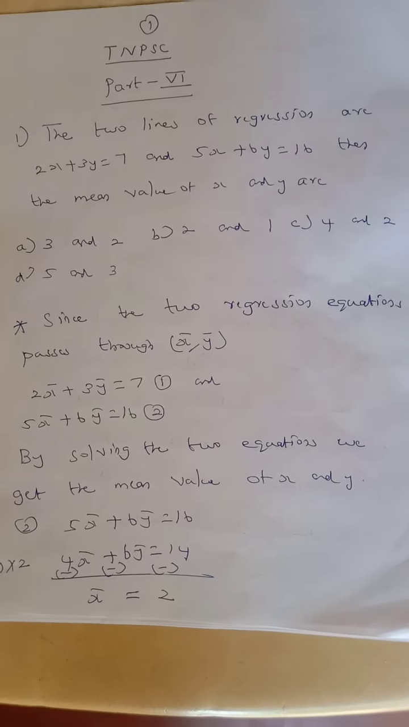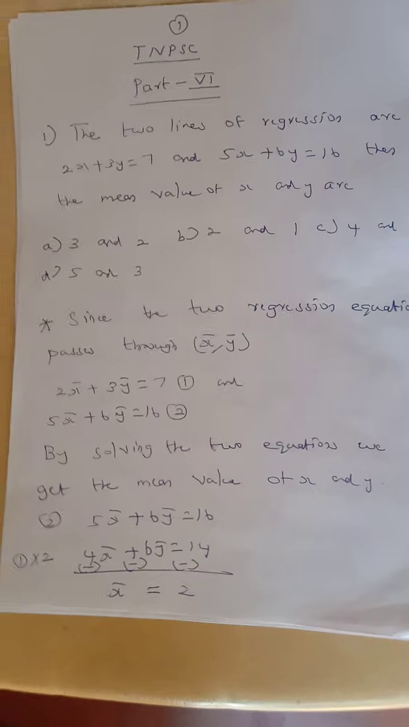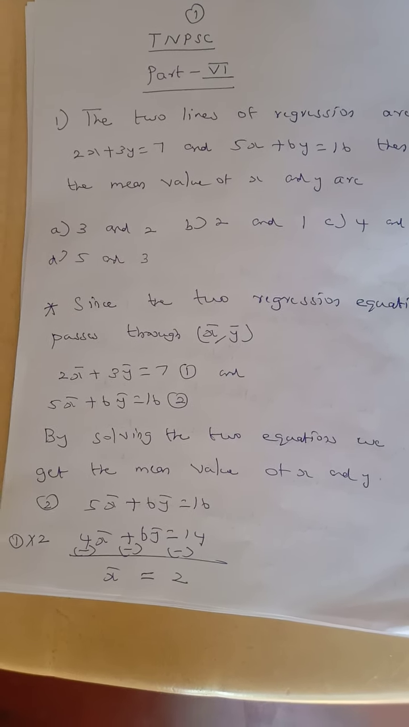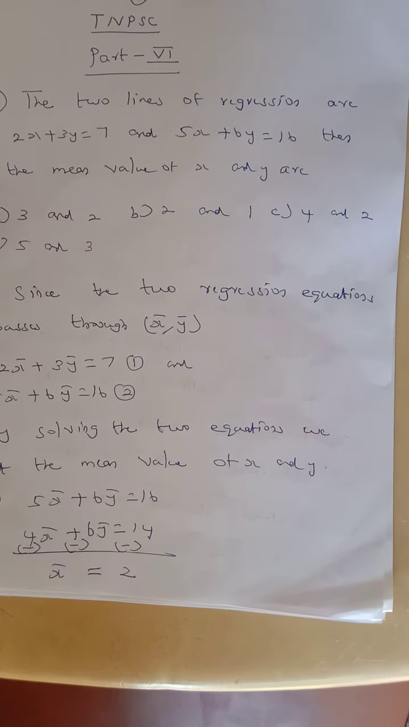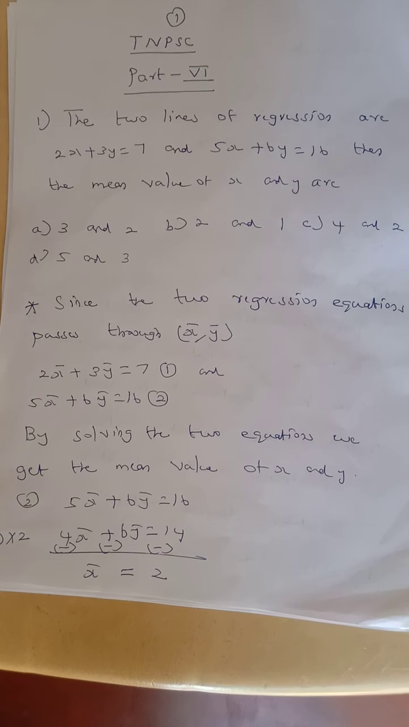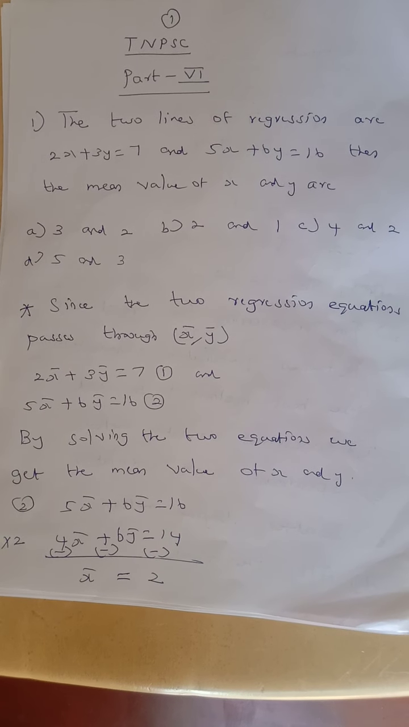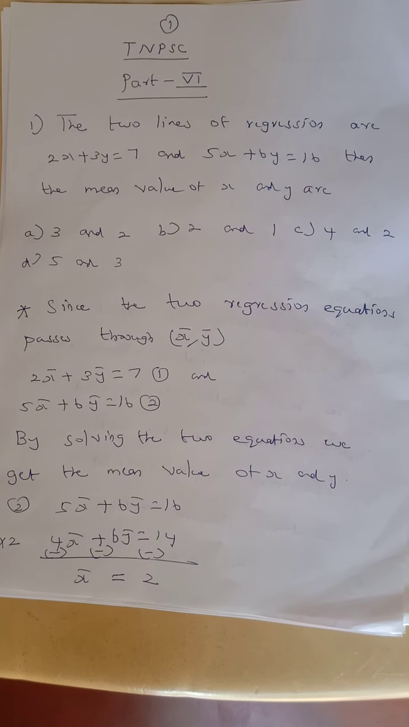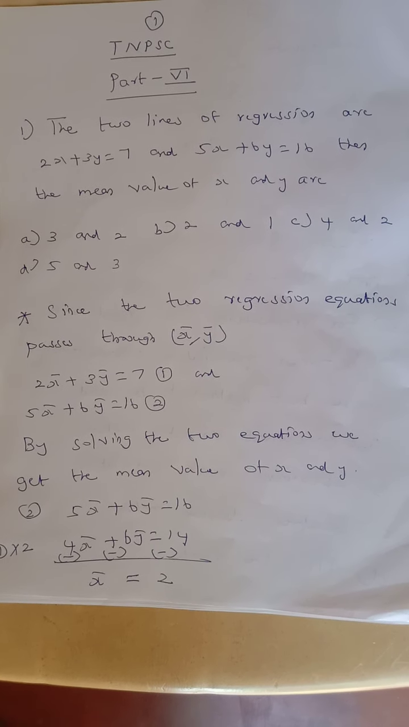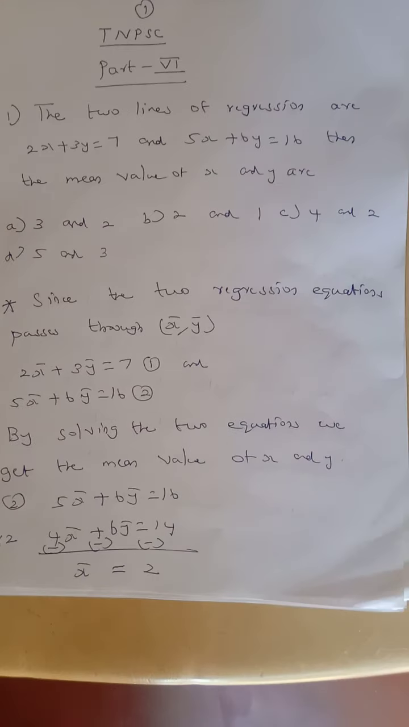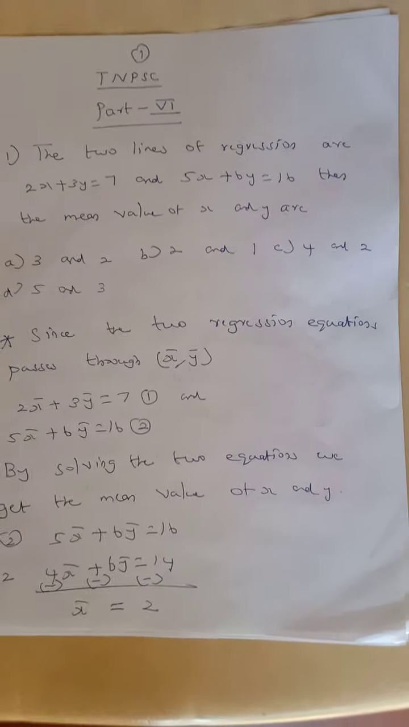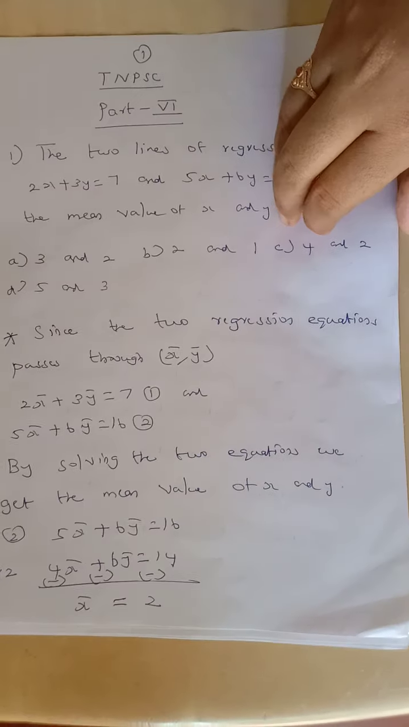Since the two regression lines pass through x bar comma y bar, we can have the first equation as 2x bar plus 3y bar is equal to 7 and the second equation as 5x bar plus 6y bar is equal to 16. By solving the two equations we get the values of x bar and y bar, the mean values of x and y. We consider the second equation as it is and multiply the first equation by 2. By solving the two equations we get x bar is equal to 2.